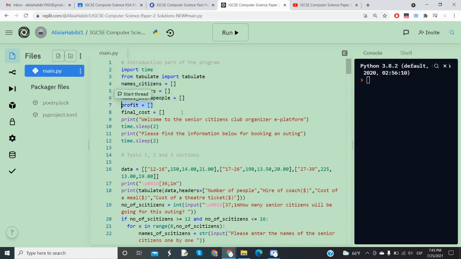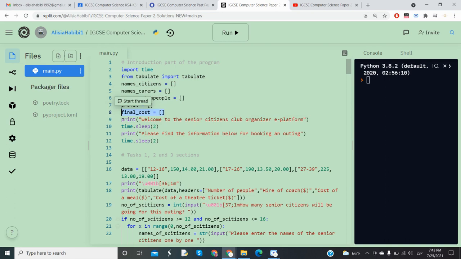So this profit is another list that is used to store whether a profit has been made or not, whether it was a break even, or whether there was a profit. So it basically stores one of those options based on the outing that is booked. And then final cost is used to store the total cost of this outing.